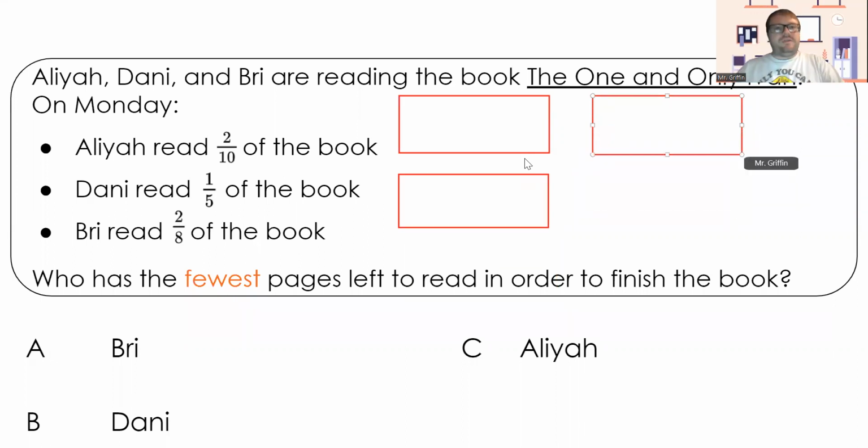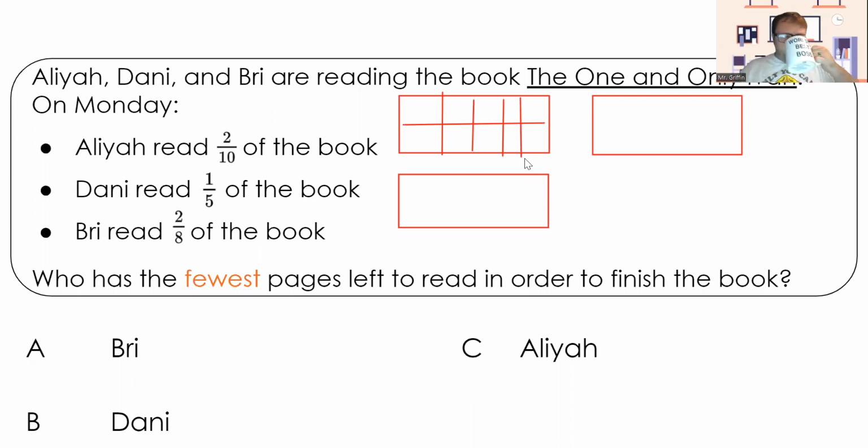Okay, so first I need to break up each one into sections. Tenths: remember, the denominator tells you how many parts there are to the whole. That's what the denominator is, that bottom number. So it says 2/10, so I'm going to make this first one into tenths. So go ahead and make one of these rectangles you've drawn into tenths, okay?